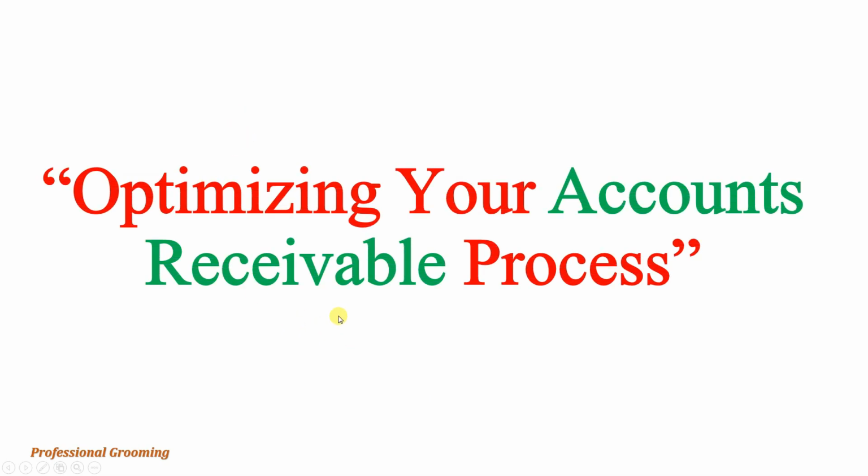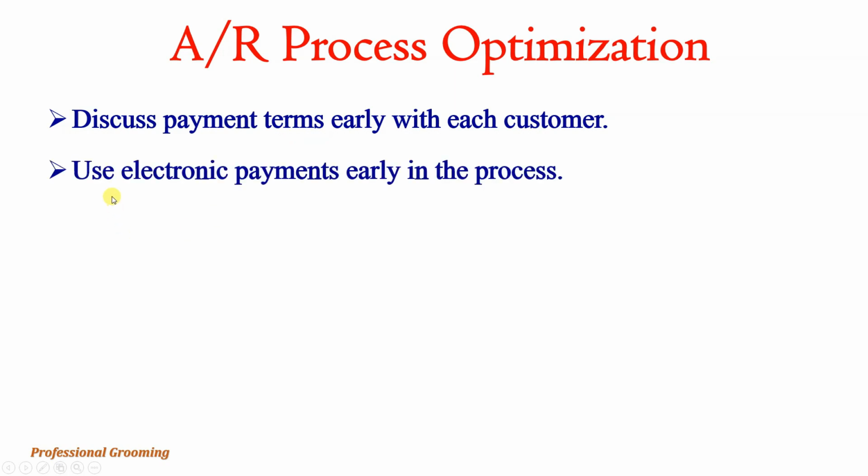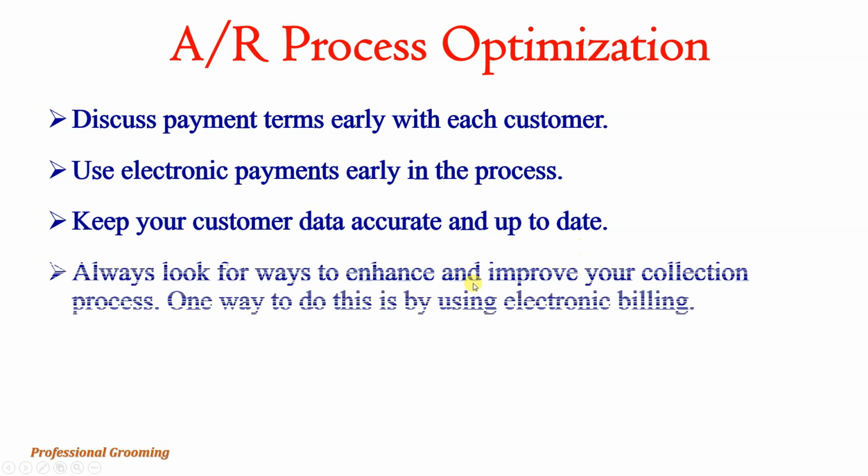Now let's talk about optimizing your account receivable process. How to optimize, how to make an efficient account receivable process. Discuss payment terms early with each customer. Before you deliver them the goods on credit, you should know the payment terms. Use electronic payments early in the process. Keep your customer data accurate and up to date.